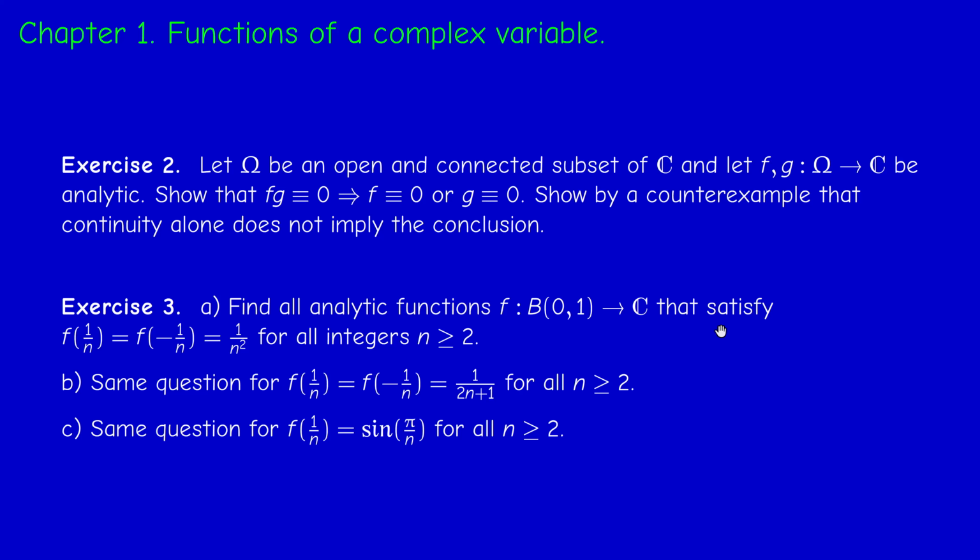And the third exercise is typical. We always ask such questions in the exam. The first question is: find all holomorphic functions on the unit disk such that f of 1 over n and f of minus 1 over n equal 1 over n squared. And similar questions with different conditions. Try to solve this on your own. I will give the correction next time.